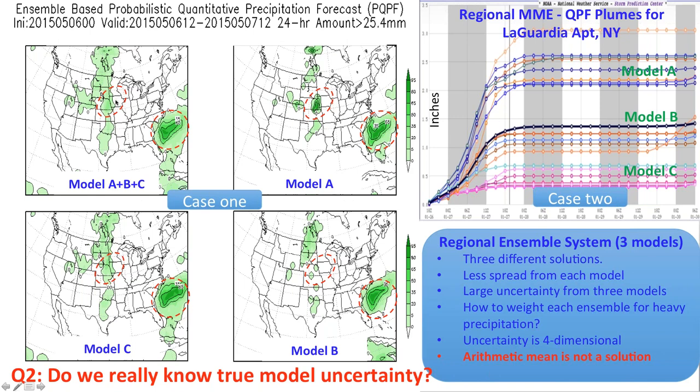For the left one, all the models show different results, right? Model A gives a very extreme event over there. Models B and C have some probability of that, but model B almost lost that one.